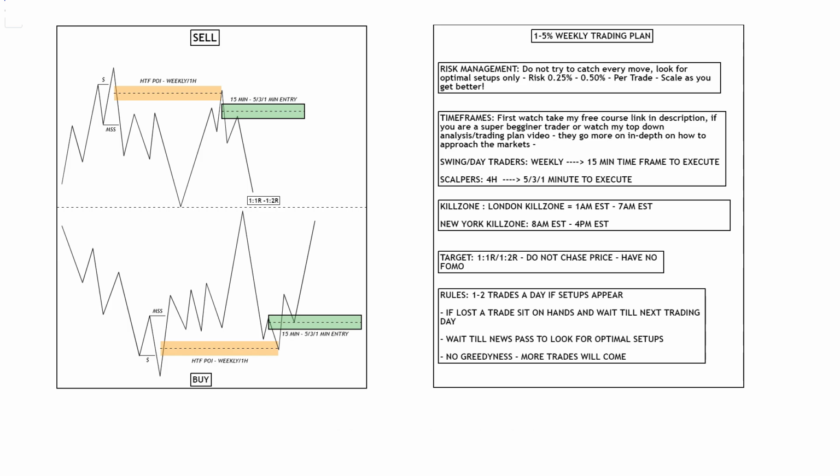So if you are a day trader, your lowest time frame is going to be the 15 minutes. This is where you will execute. But if you are a scalper, you can scale down to the 5, the 3, and the 1 minute to find your entry, where you're targeting a 1-to-1 to a 1-to-2R. And the buy format is the same thing. First, we'll look for our higher time frame range.